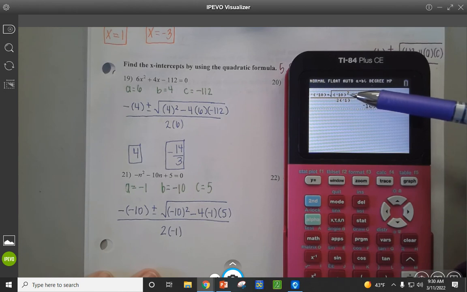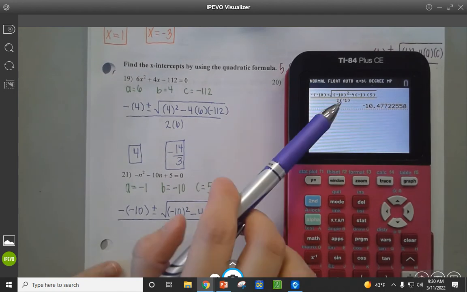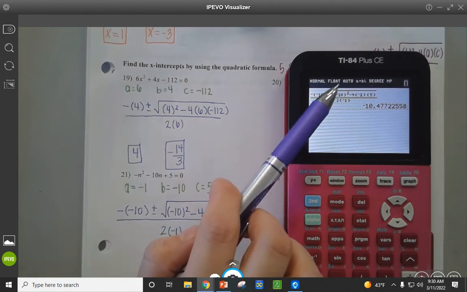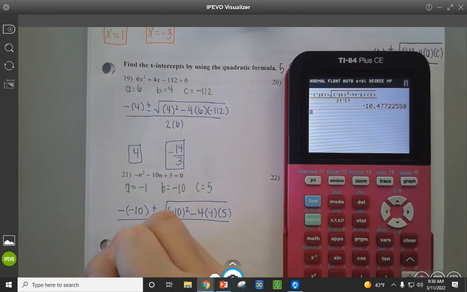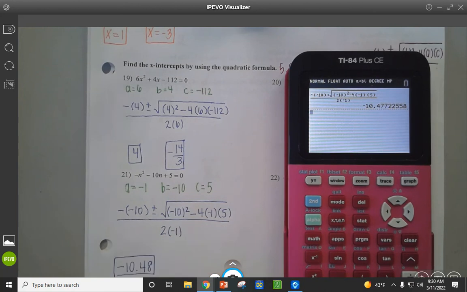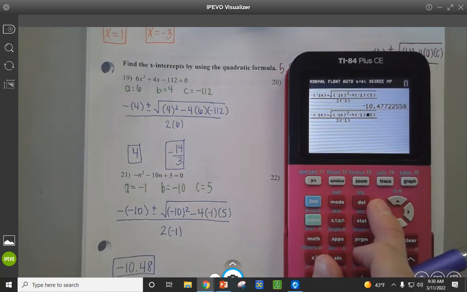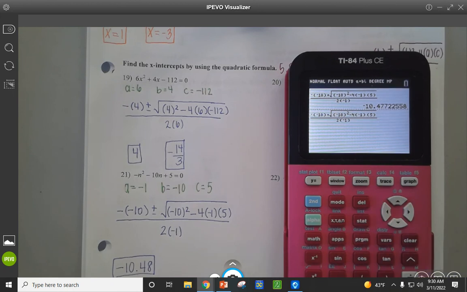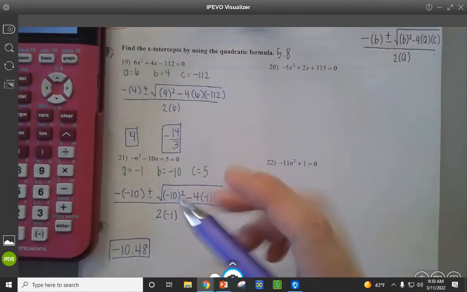I got negative 10. And then oh, you're forgetting to put in minus 4. Yep, so what that does is it does negative 10 squared times negative 4 instead of minus 4. So we should get negative 10.48. That's fine, unless it says specifically to round to 2 decimal places or something.